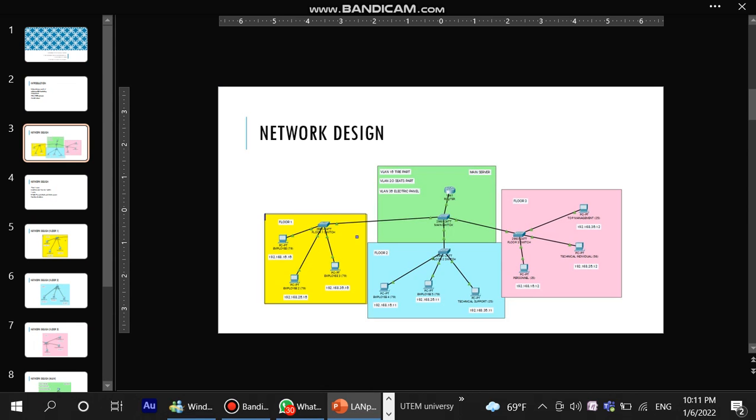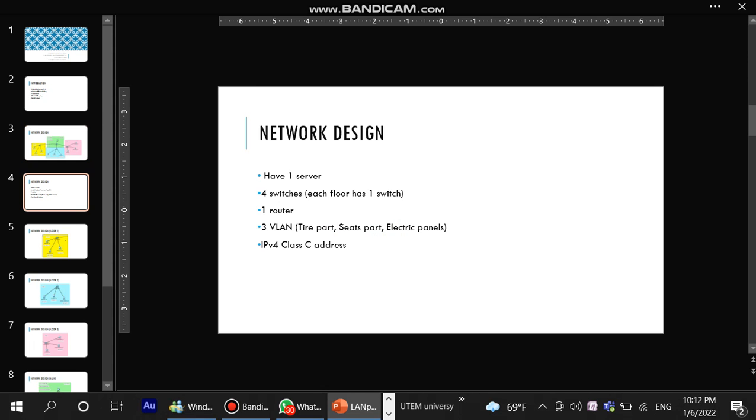So this first floor we just designed with 3 computers and the switches, and we configured the IP address and all of this. As you can see, it's already configured with this IP address 192.168.10.10, and well done. VLAN 10 tire part, but all these parts you can just notice.